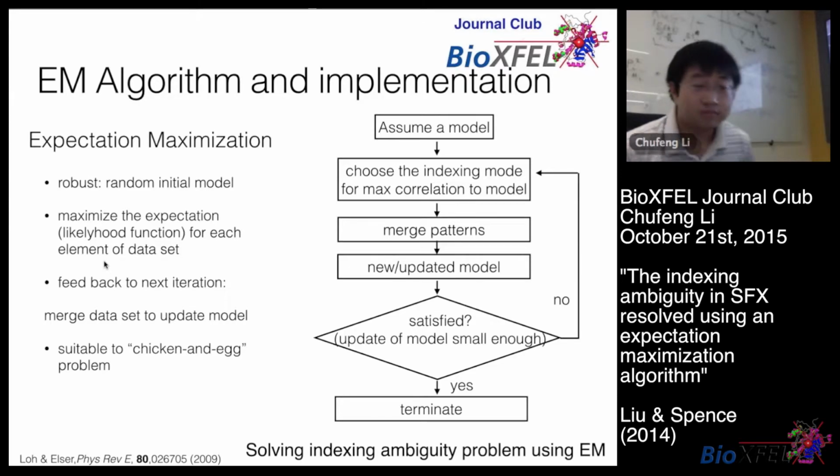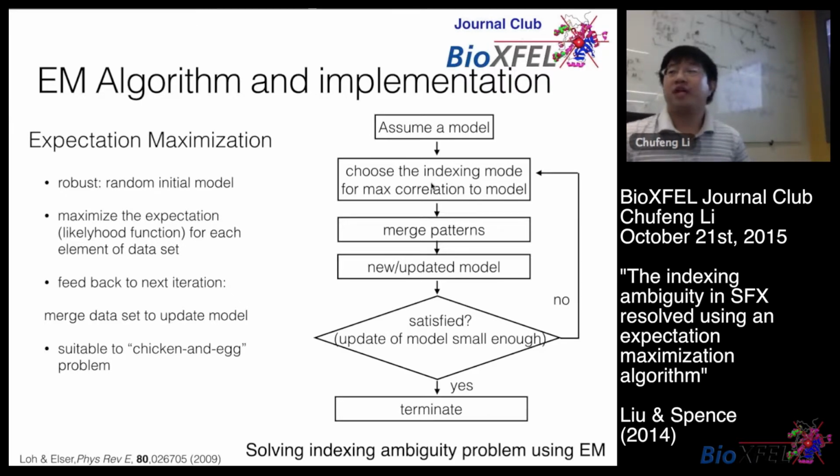And the authors used the EM algorithm to solve this indexing ambiguity problem. And why do we use EM? Because EM is very good at solving the chicken and egg problem, as we can see from the flow chart. I just simplified this flow chart a little bit so we can better understand. So the EM algorithm first assumes a model, like a structure factor list, full reflection. And then it calculates the correlation between each pattern and this model.